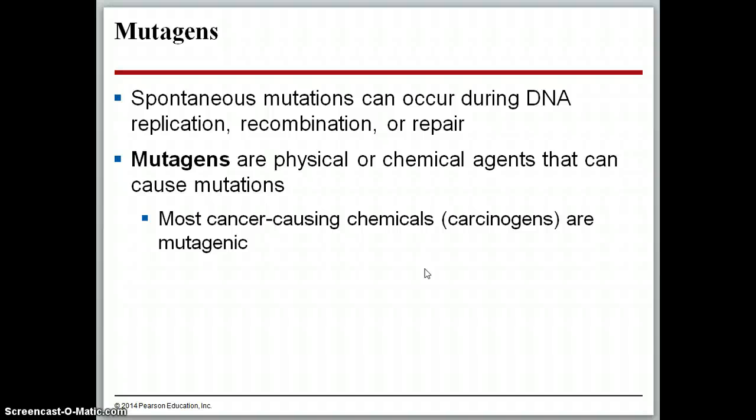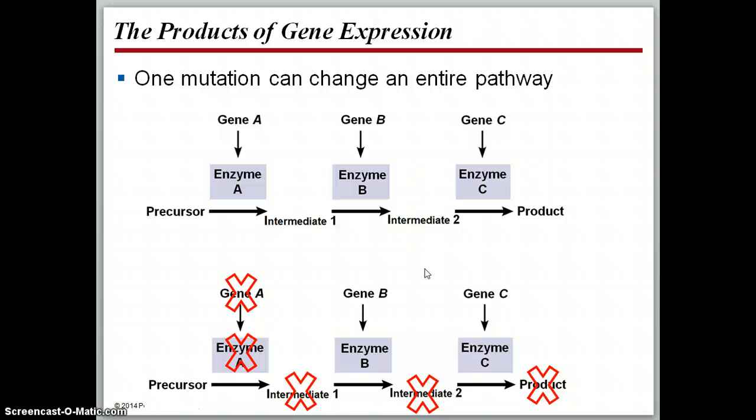And just to kind of bring this back to the idea of gene expression. Say we have a pathway that produces some product. If you have one mutation in one gene of that pathway, you're not going to have a functional enzyme, and then as a result, you're not going to be able to produce the product. So mutations can not only affect the expression of one protein, but they can interfere with an entire gene pathway.